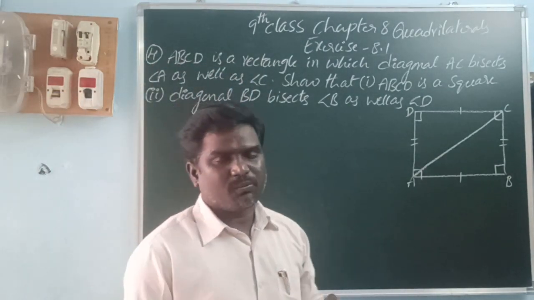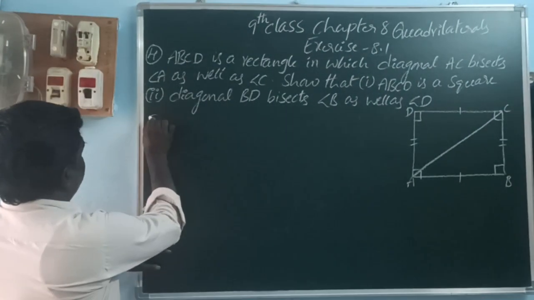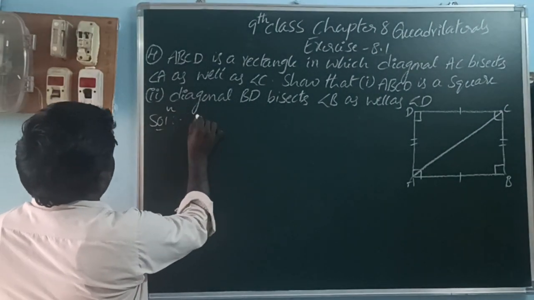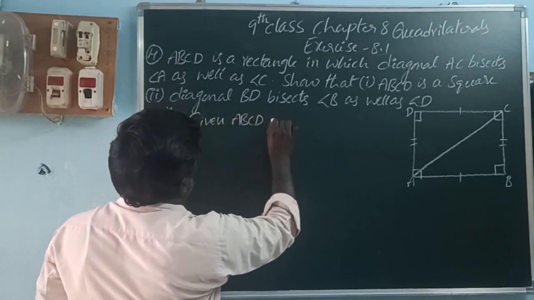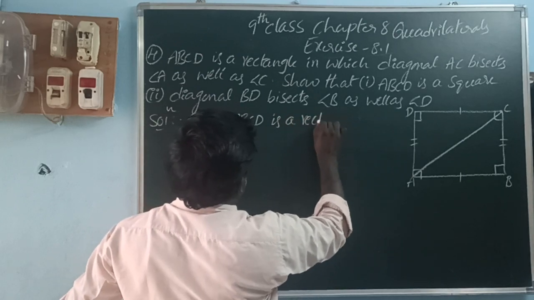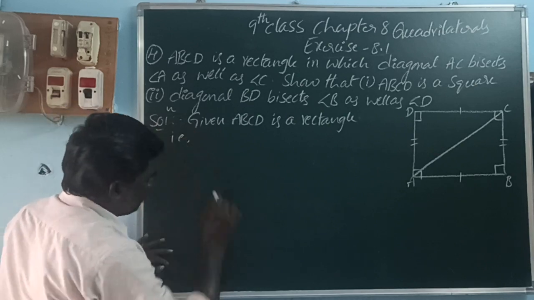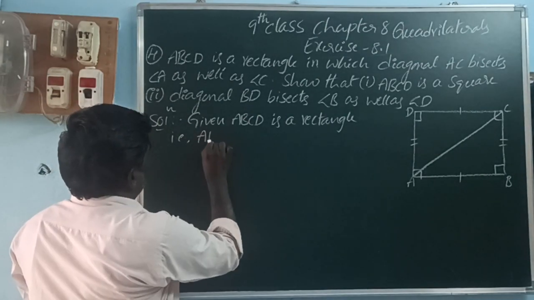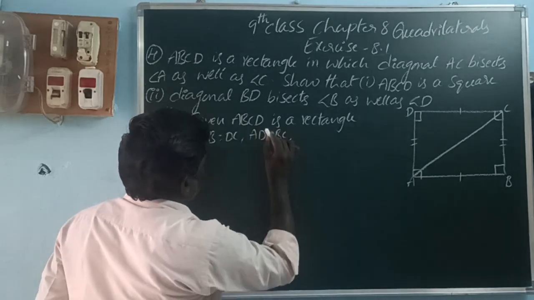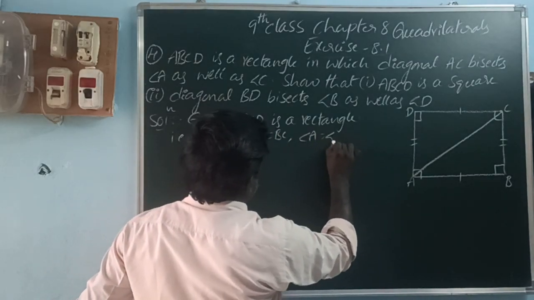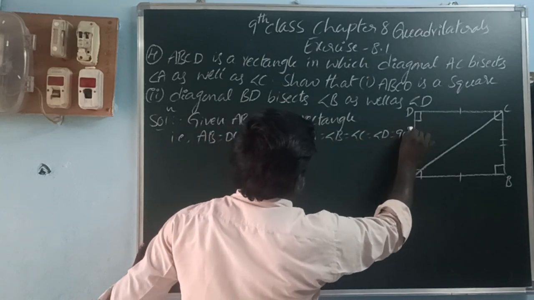Okay, so fourth one, ABCD is a rectangle. Rectangle means what? Opposite sides are equal and every angle is 90 degrees. So here given, ABCD is a rectangle. That is, all opposite sides are equal. So AB is equal to DC, AD is equal to BC, and every angle is 90 degrees. Angle A, angle B, angle C, and angle D are each equal to 90 degrees.